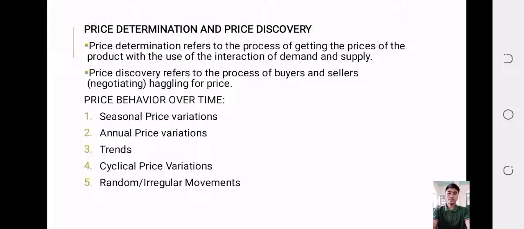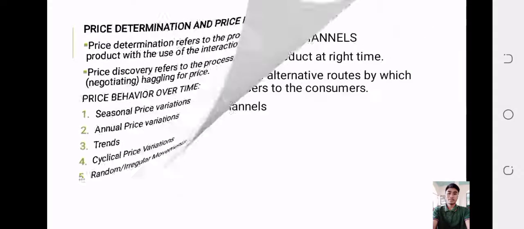So, price determination and price discovery. Price determination refers to the process of getting the prices of products through the interaction of demand and supply. Price discovery refers to the process of buying and selling and haggling for price. These are the price behaviors over time: seasonal price variations, annual price variation, trend, cyclical price variation, and random or irregular movements.